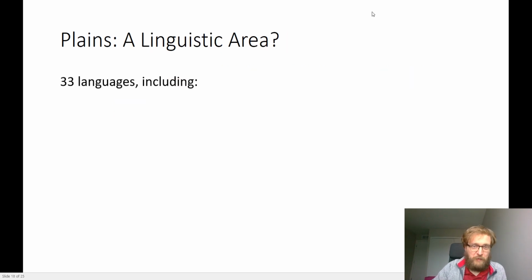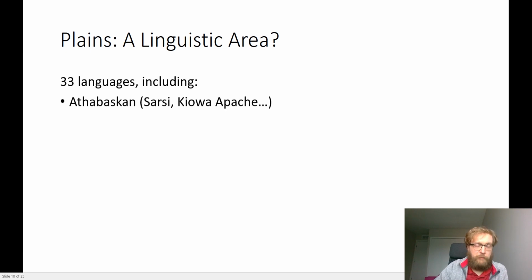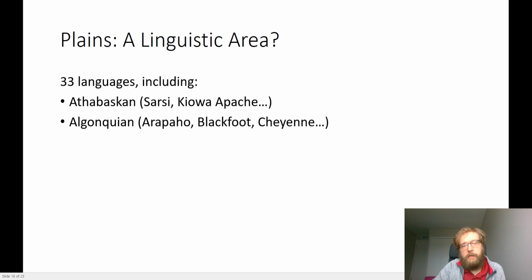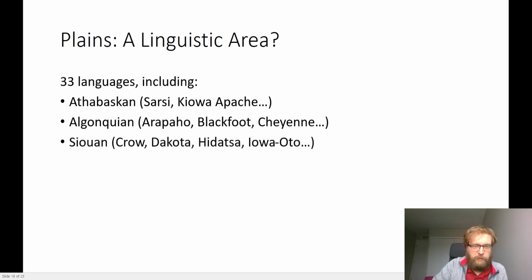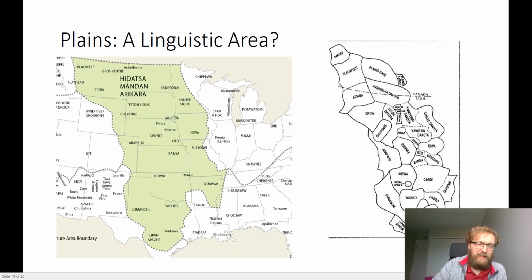There are 33 languages in this area, including Athabaskan languages, again, like we saw in the Pacific Northwest, but also Algonquian languages, Siouan languages like Lakota and Dakota, Tanoan languages, Uto-Aztecan languages, and so on. This stretches across again into Canada, almost touching down into Mexico. It consists of several dozen languages, like we just said.